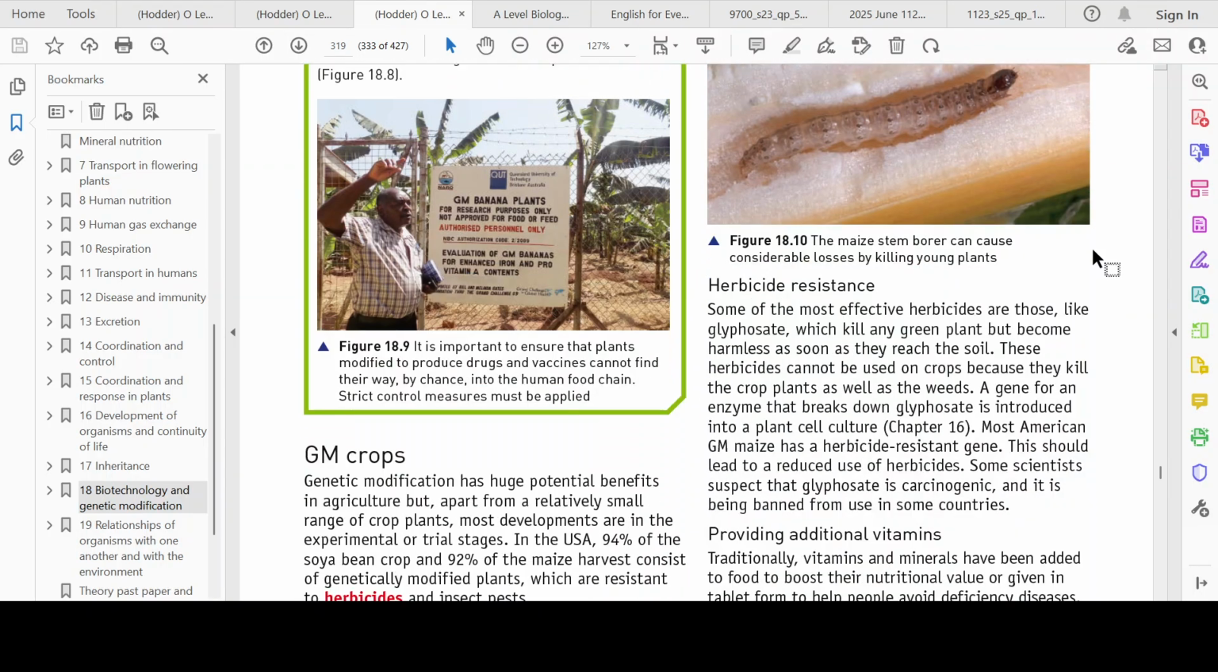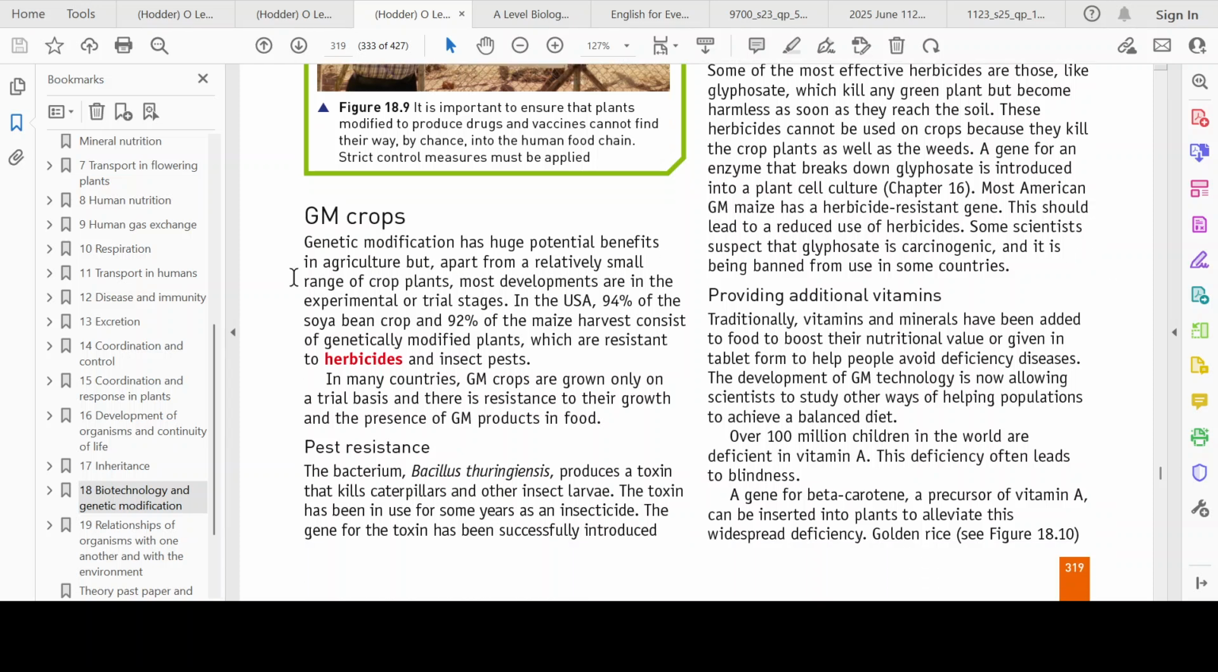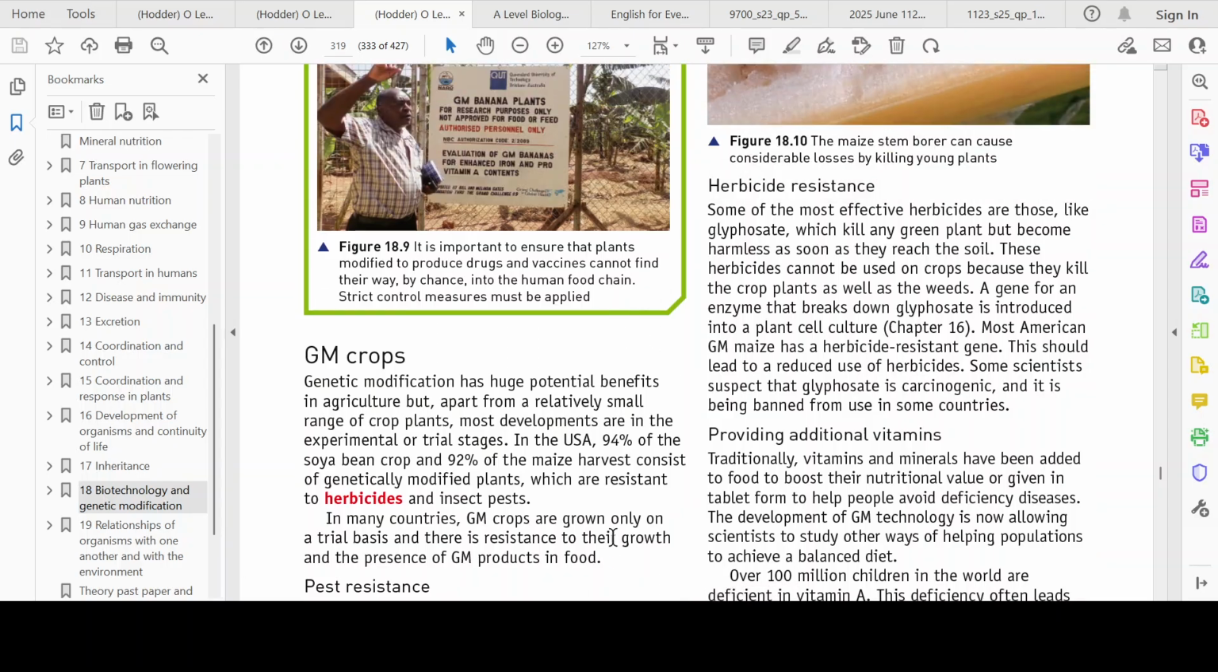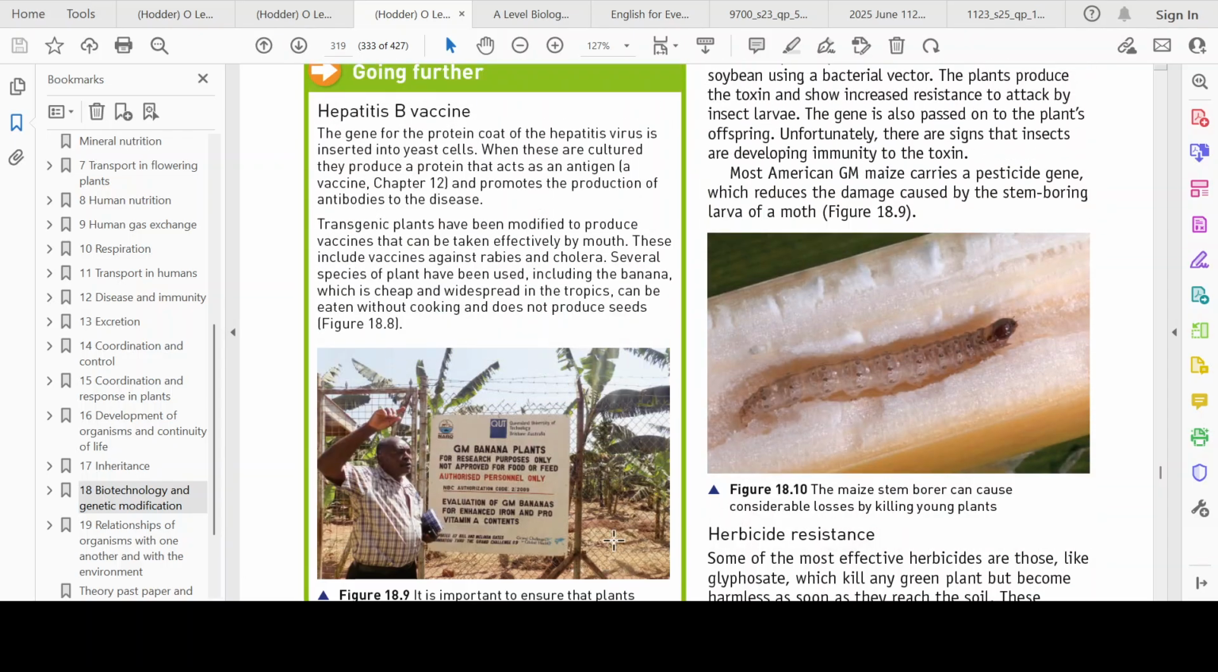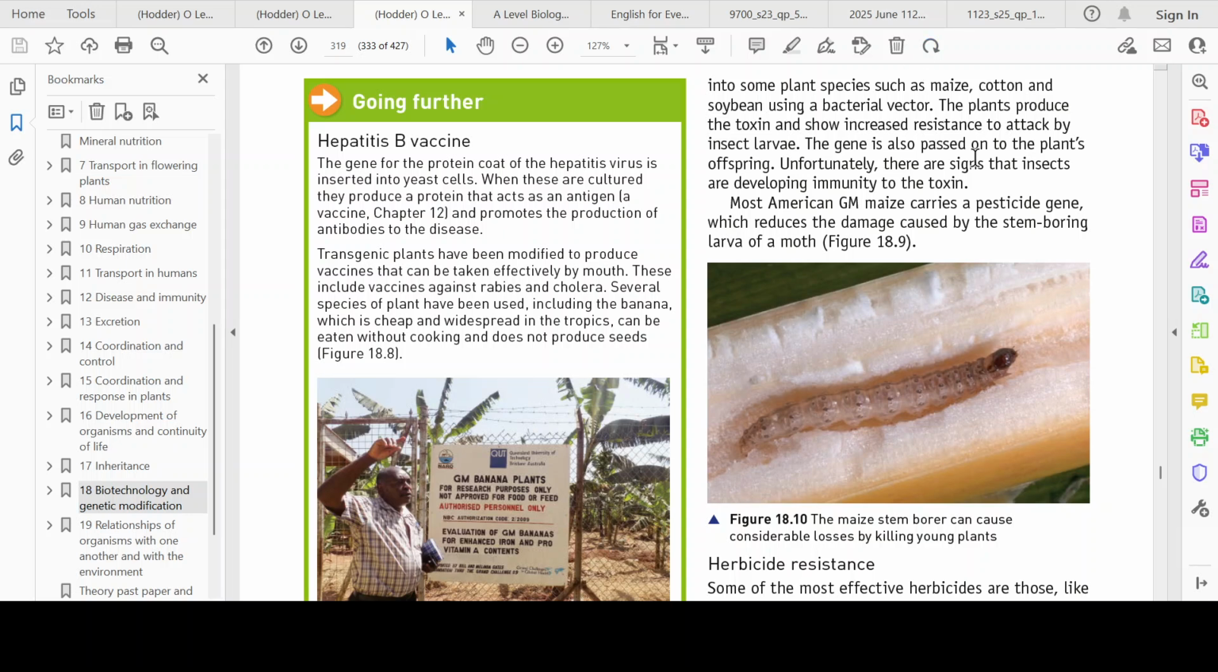Then you have GM crops. So the crops can be modified to become resistant to insects, to herbicides, to other conditions, right? For example, pest resistance. So there's a bacteria called Bacillus thuringiensis. It produces a toxin that kills caterpillars and other insect larvae, right? And so that is used, right? It is a toxin that has been successfully introduced into some species.